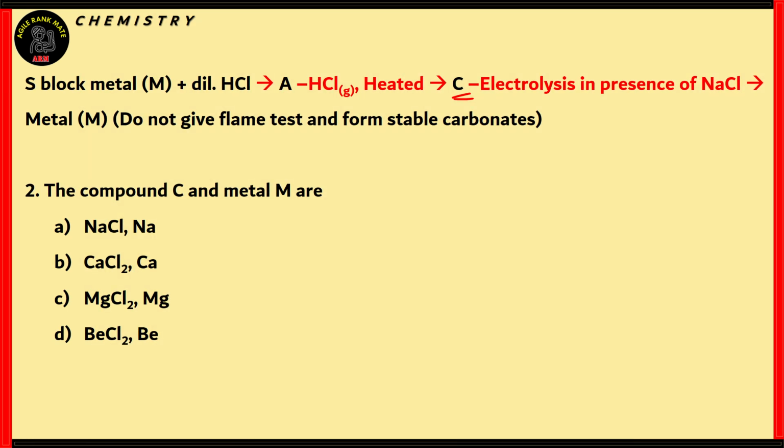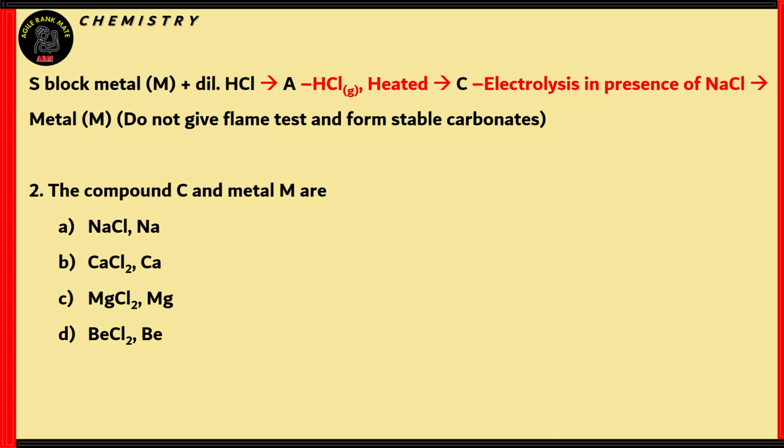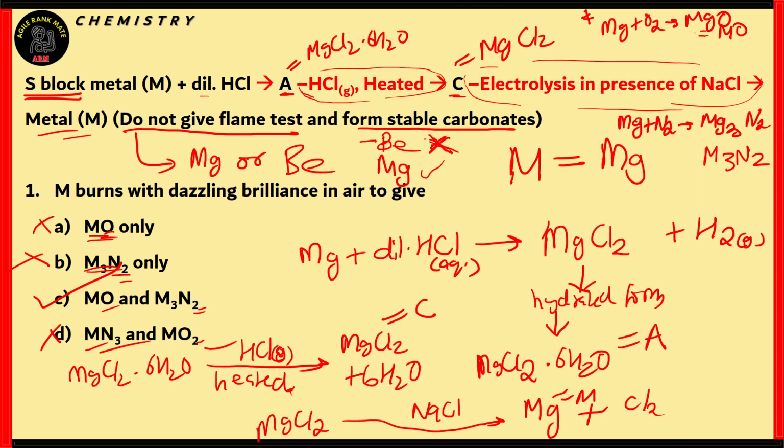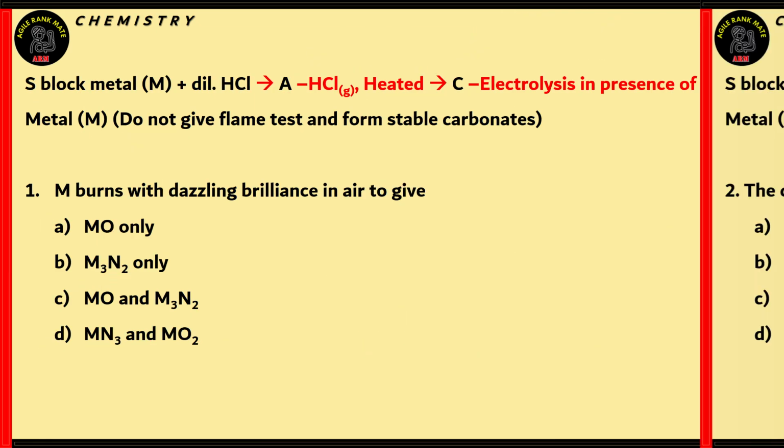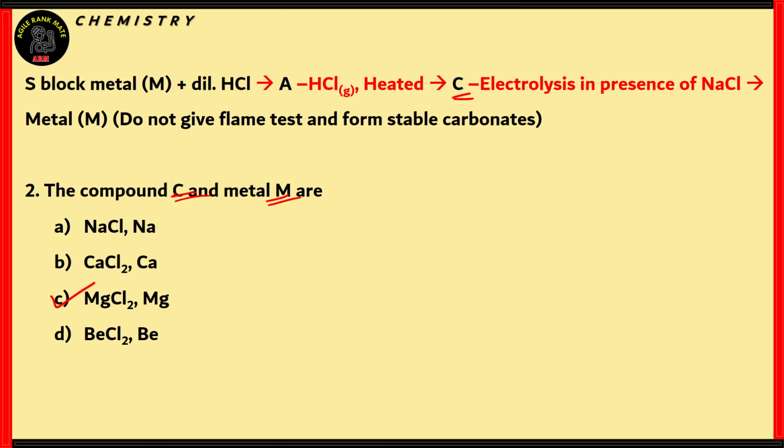Now let's look at the second part. It's asking simply, what is compound C and metal M? Now we have concluded that compound C is MgCl2 and the metal M is Mg. So option C would be the correct answer for this question.